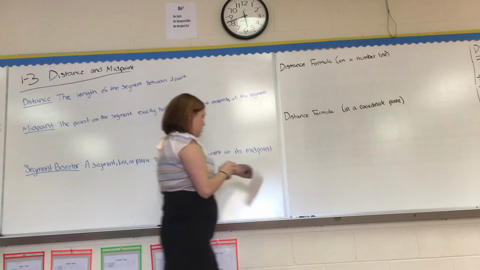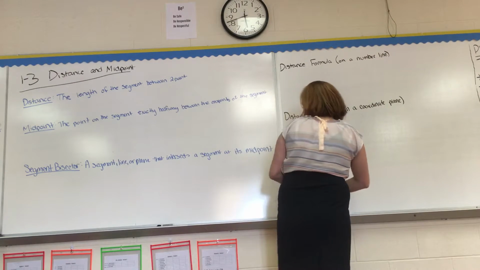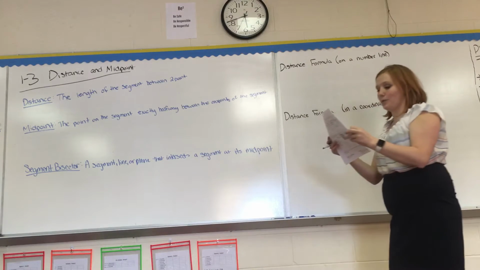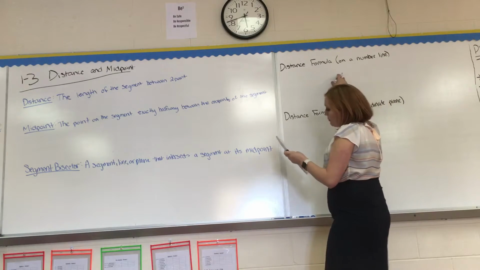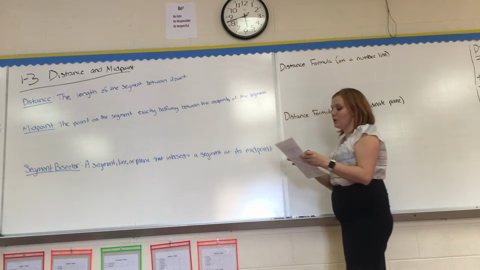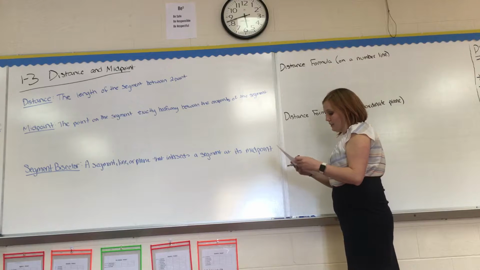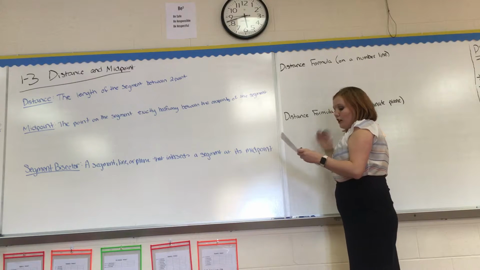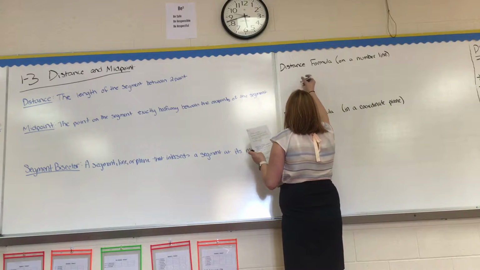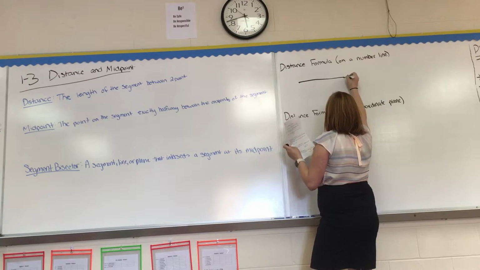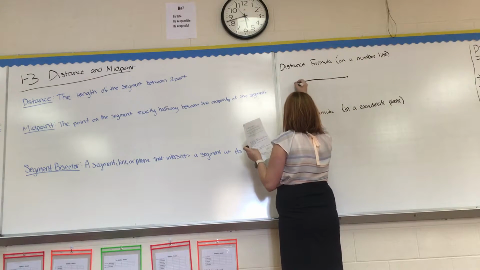First off, now we need to go to some distance formulas. We have quite a few formulas. The distance formula on a number line: the distance between 2 points is the absolute value of the difference between the coordinates. So let's draw this out. We have a dot here, we have a segment right there.